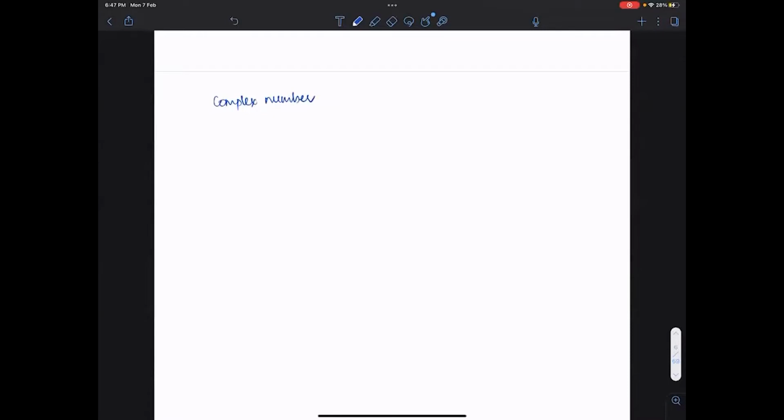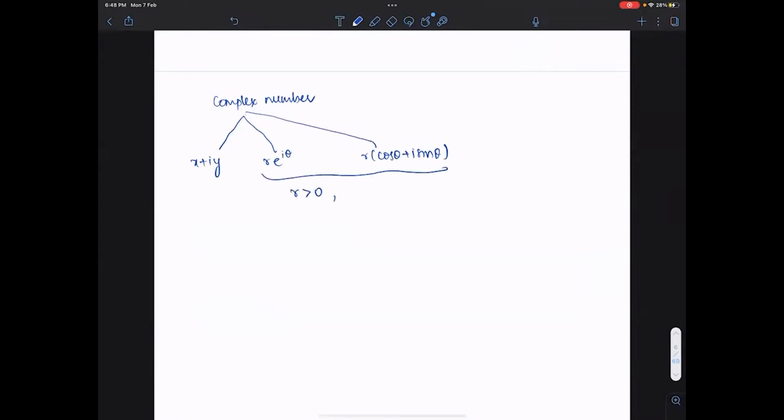A complex number can be represented in three different forms: x plus iy, or a plus ib, r into e power i theta, and r into cos theta plus i sin theta. The conditions for these two: your r must be positive. Theta is called the argument, and if theta lies between pi and minus pi, then it is called the principal argument.